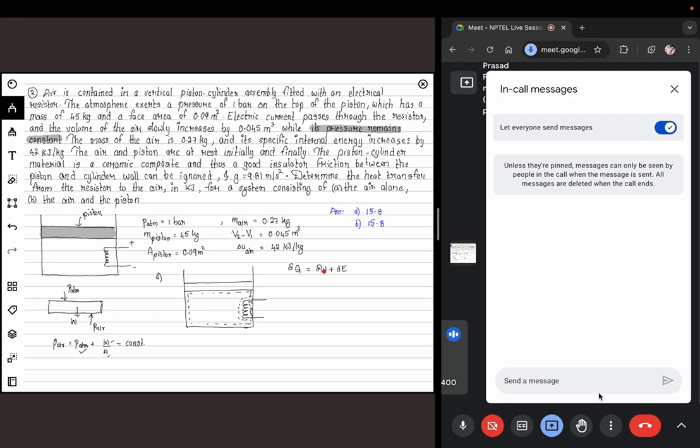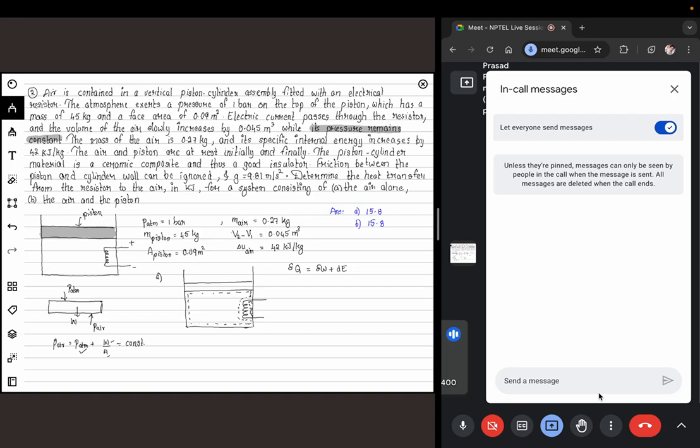Let's not get into what is the difference between d and delta. I hope you are clear with that through the lectures. This is just to differentiate between what a path function is and what a state function is. Internal energy is a state function, so I am writing it with a d, a differential operator. This is a path function, so I am writing it with a delta, just to differentiate that I am using two different symbols.